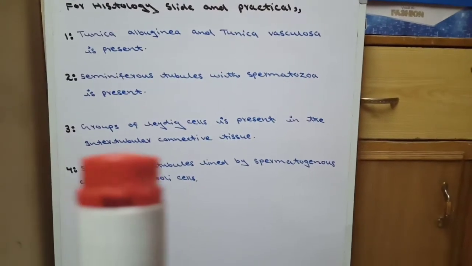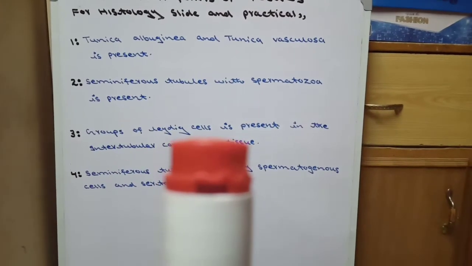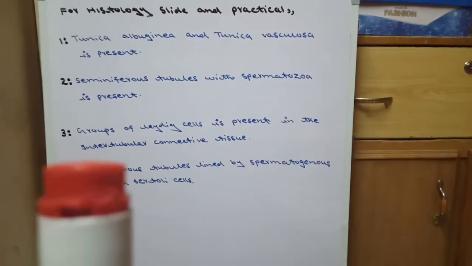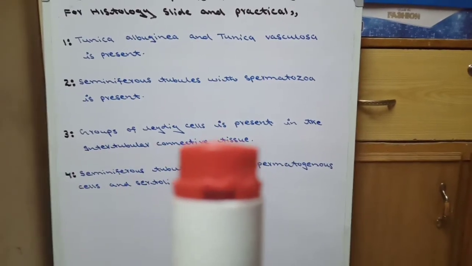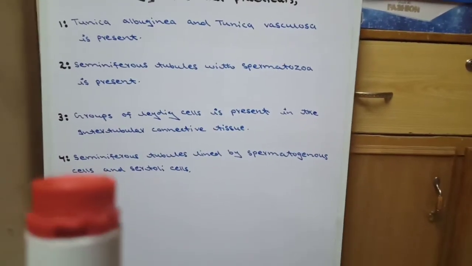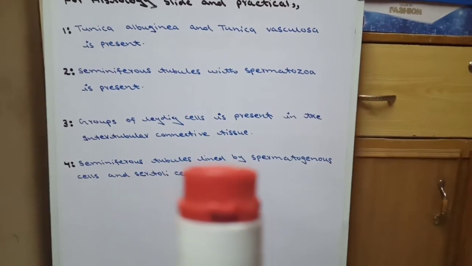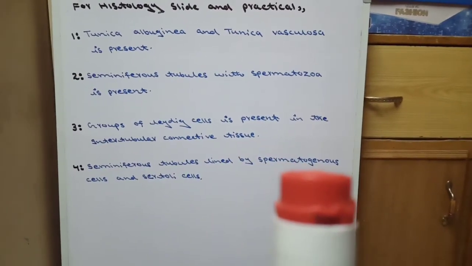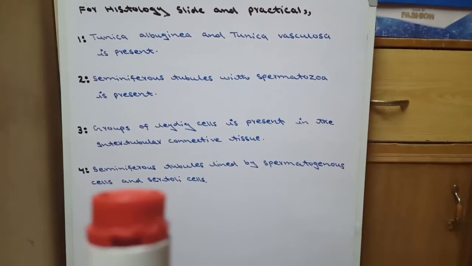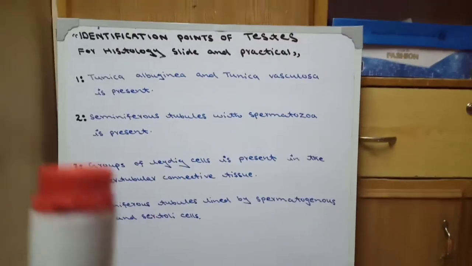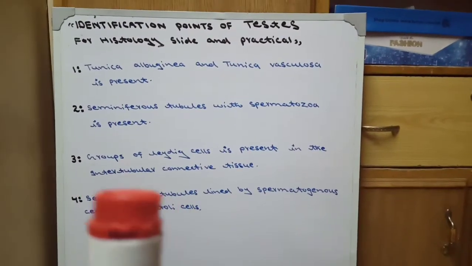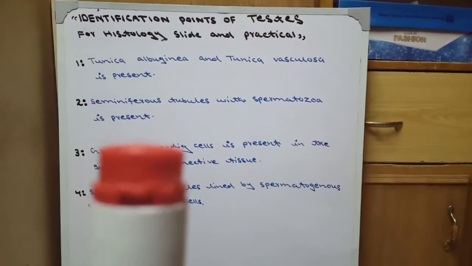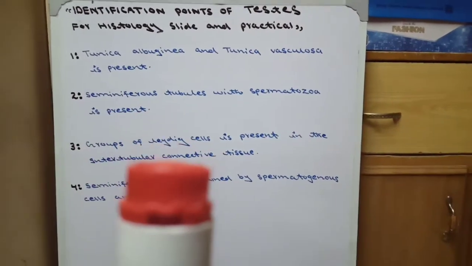Number three, groups of Leydig cells is present in the intertubular connective tissue. Number four, seminiferous tubules lined by spermatogenous cells and Sertoli cells. These four are the identification points of testes for histology slide and practical.